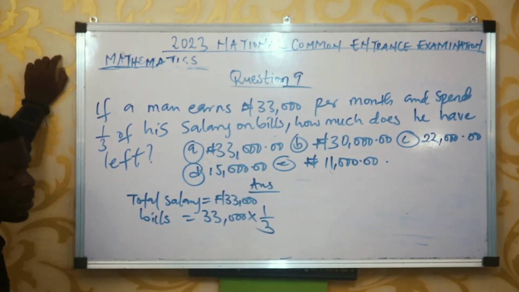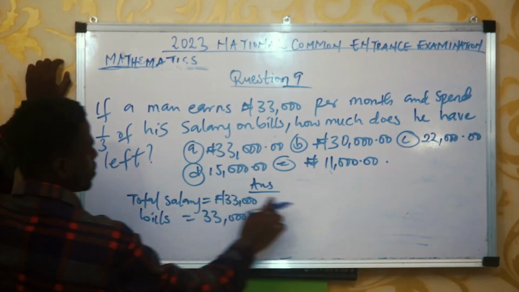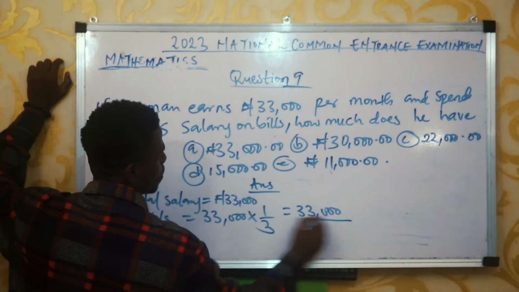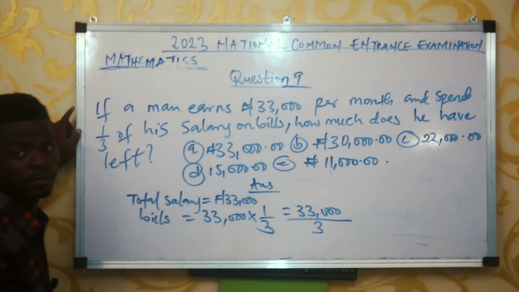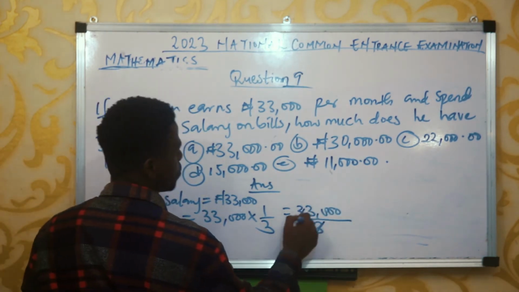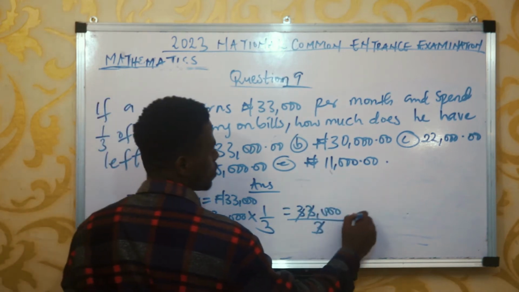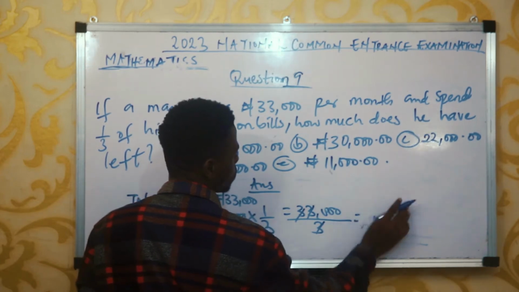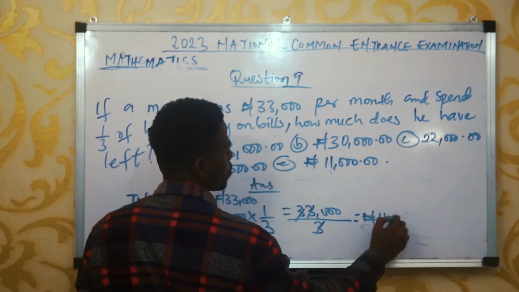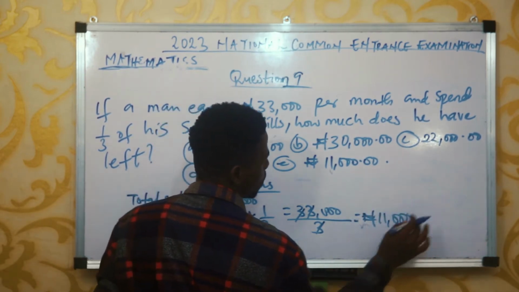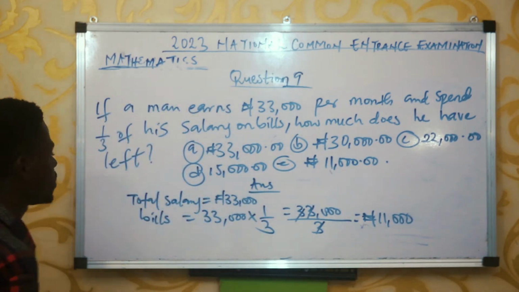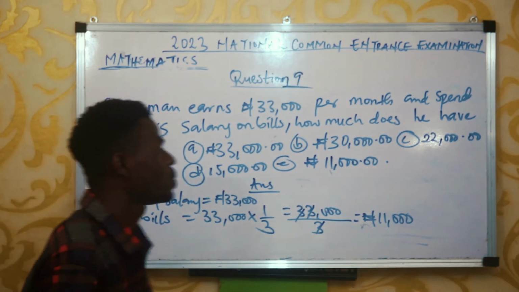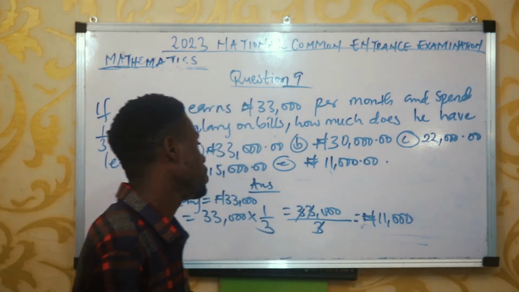So let's look at the amount he spends on bills now. 33,000 times 1 gives us 33,000 naira, divided by 3. So 3 cancels 3. 33,000 divided by 3 gives us 11,000 naira. That's the total amount spent on bills, which is 11,000.